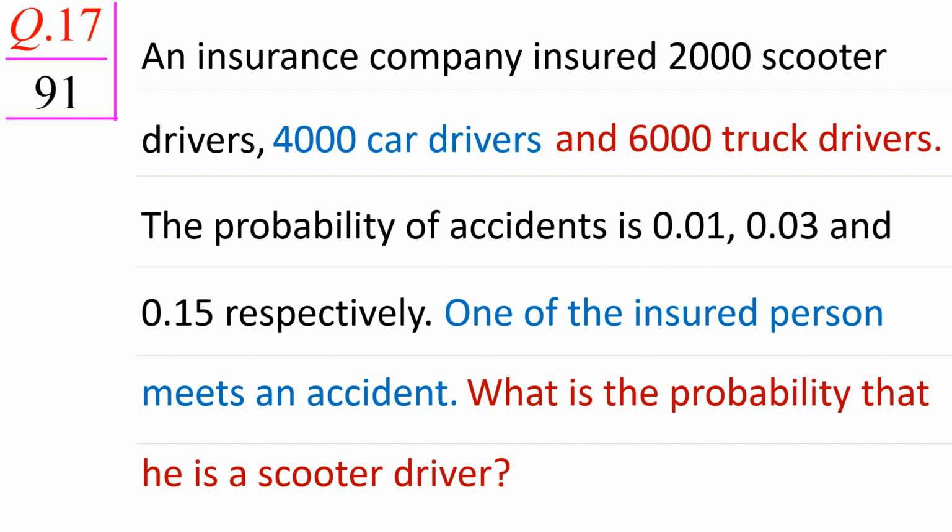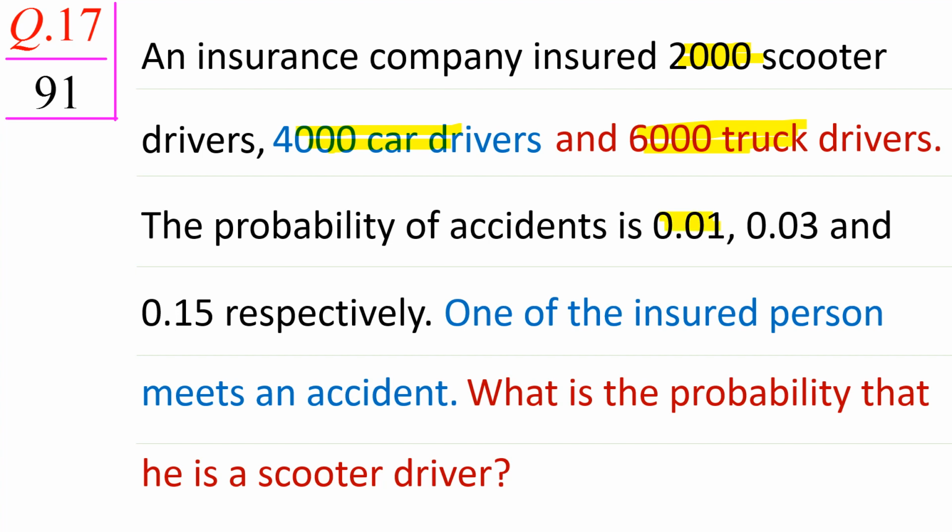So let's understand the problem. First of all, we have given that there are 2,000 scooter drivers, 4,000 car drivers, and 6,000 truck drivers. So these are also called the exhaustive events. Means in this insurance company, the total number of people who insured are 12,000. And further, we have given the probability of accident is 0.01, 0.03, and 0.15 respectively. So they are the chances of happening accident.